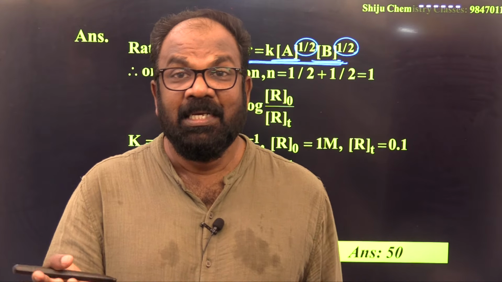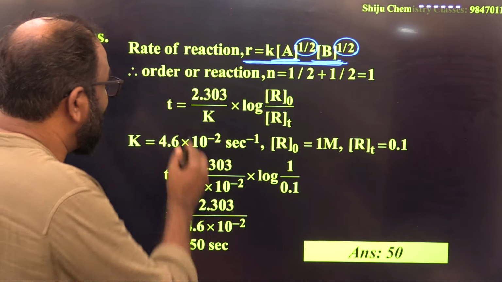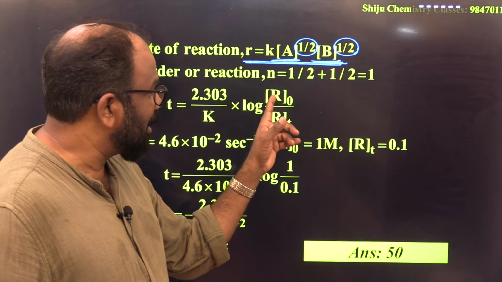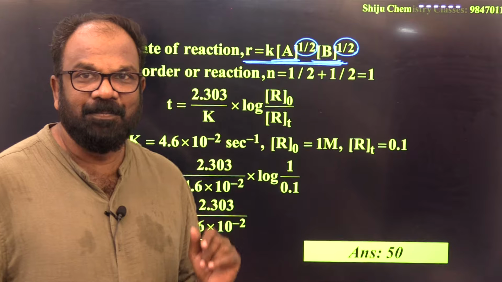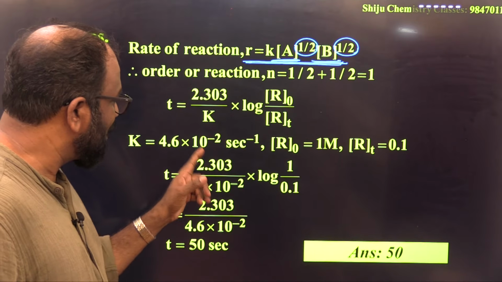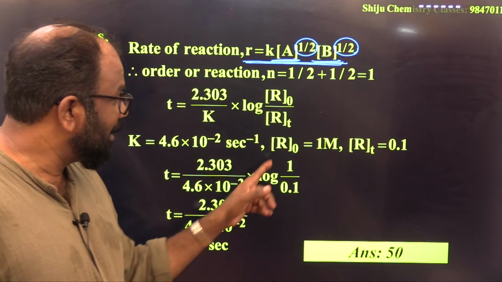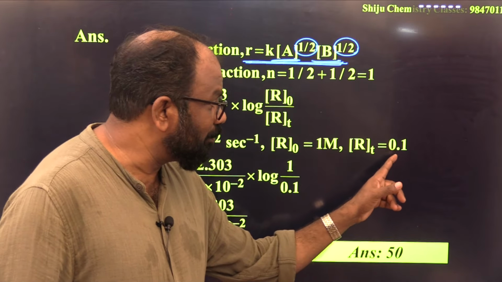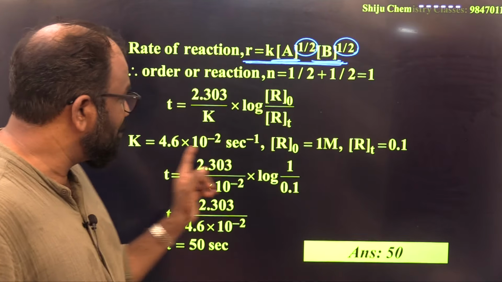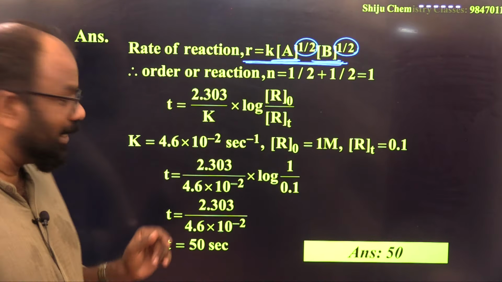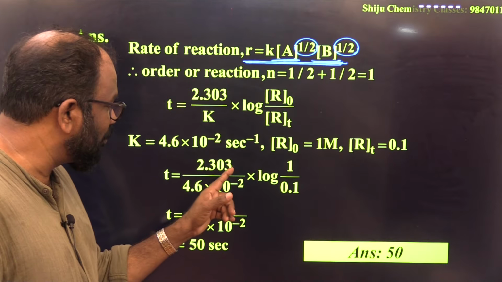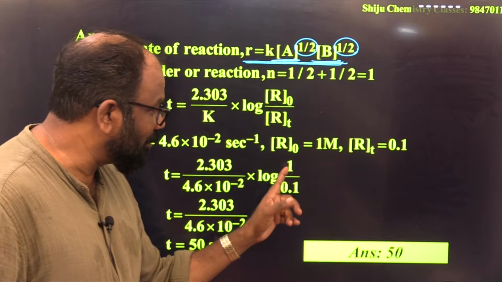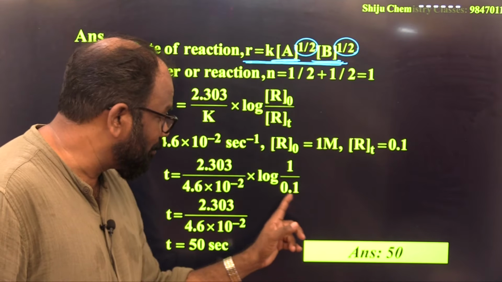For a first order reaction, the time taken for the reaction t is equal to 2.303 divided by k into log initial concentration R0 by final concentration Rt. Here k is given as 4.6 into 10 raised to minus 2 second raised to minus 1. Initial concentration R0 is equal to 1 molar and the final concentration Rt is equal to 0.1 molar. Then substituting these values in this equation, the equation becomes t is equal to 2.303 divided by 4.6 into 10 raised to minus 2 into log of initial concentration 1 molar and final concentration 0.1 molar.